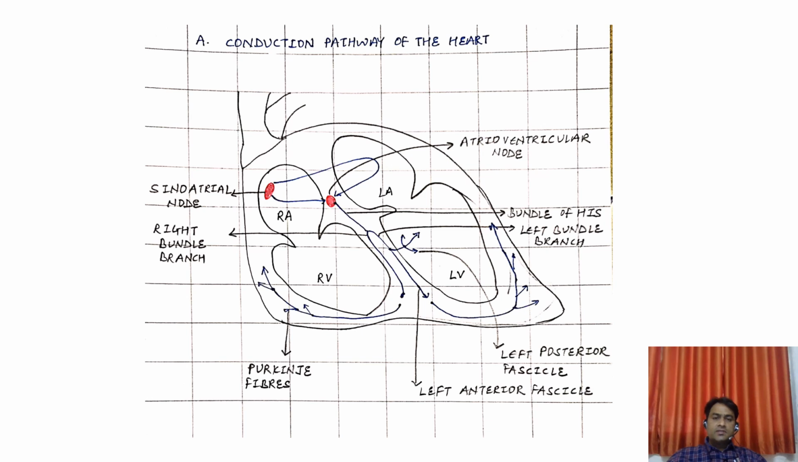In the diagram, you see the impulse arises from the SA node. The impulse passes to the right atria, to the left atria, and to the AV node. From the AV node arises the bundle of His. There are two branches, right and left bundle branches, and through this the Purkinje fibers arise and supply the right and left ventricle. That's how the depolarized wave arises in the right atria and spreads throughout the heart via its conducting system.